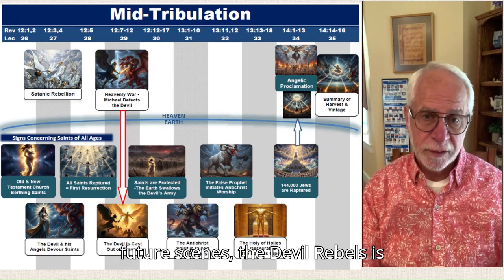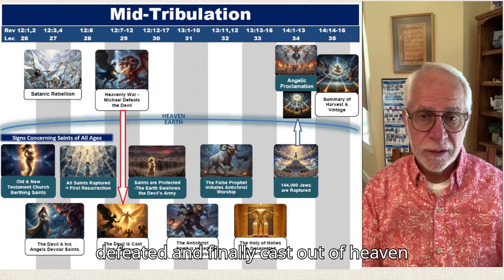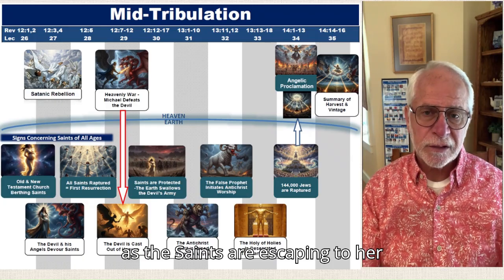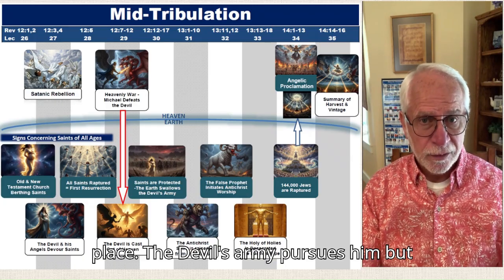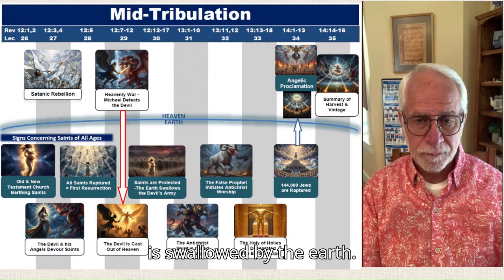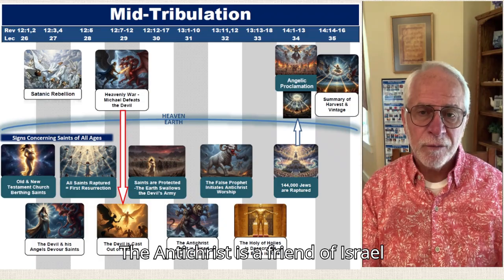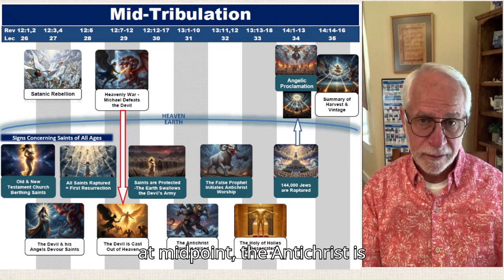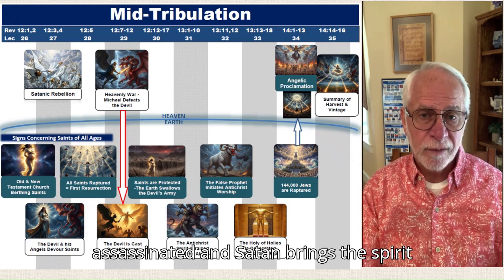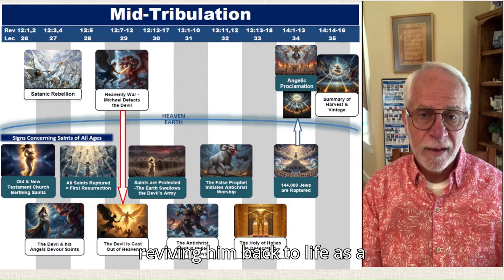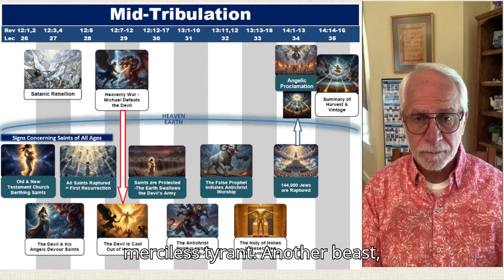Returning to future scenes, the devil rebels, is defeated, and finally cast out of heaven. As the saints are escaping to her place, the devil's army pursues them, but is swallowed by the earth. The Antichrist is a friend of Israel during the first 3.5 years. Then at midpoint, the Antichrist is assassinated, and Satan brings the spirit of the Antichrist from the abyss, reviving him back to life as a merciless tyrant.